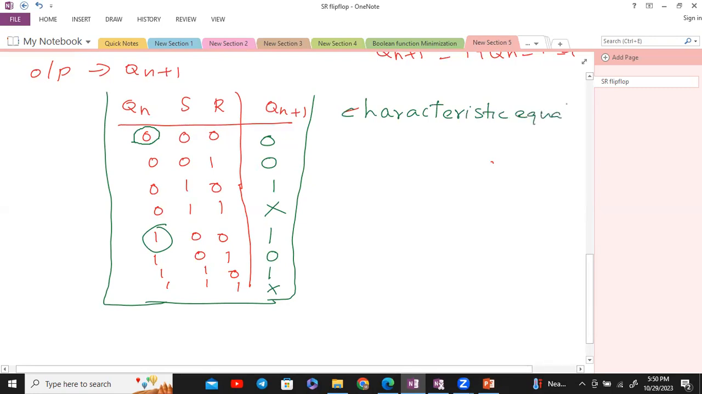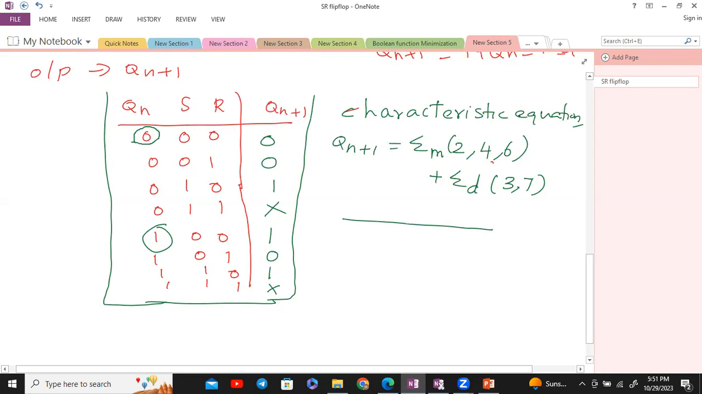So what is the characteristic equation? First we have to formulate the min terms for this next state. What are the min terms you have? The min terms corresponding to 1 are 2, then 1, 0, 0 corresponds to 4, then 1, 1, 0 corresponds to 6. And we have the 2 don't care conditions, which correspond to 3 and 7. Okay. So summation m of 2, 4, 6. Based on this, we have to formulate the 3 variable K map.